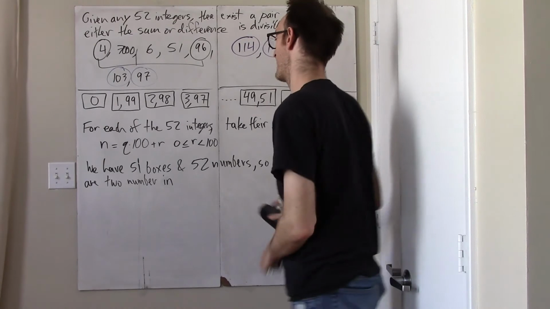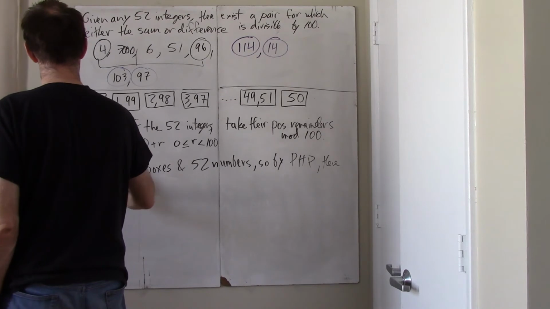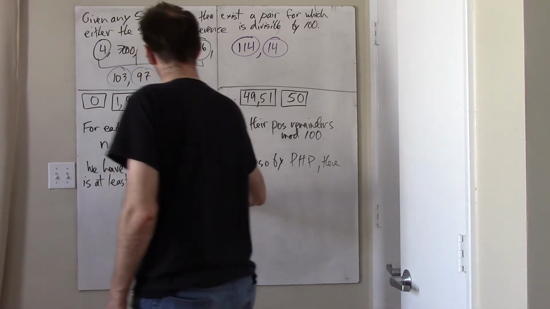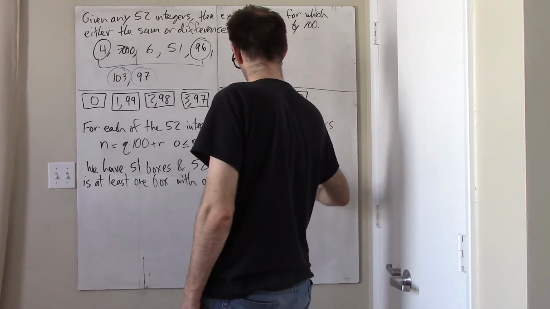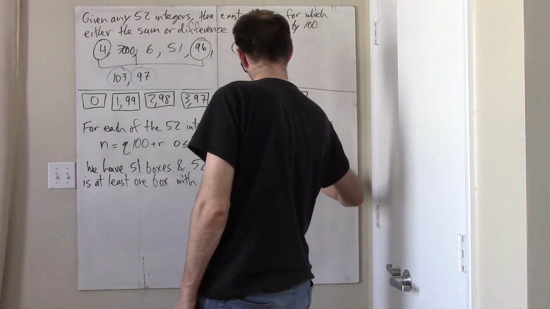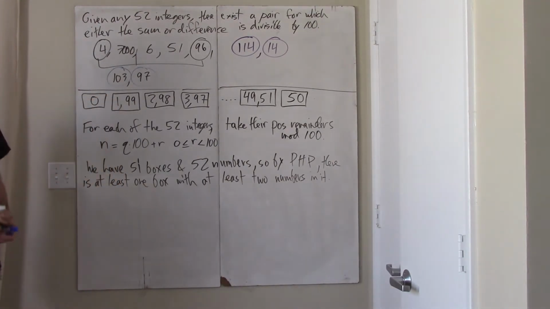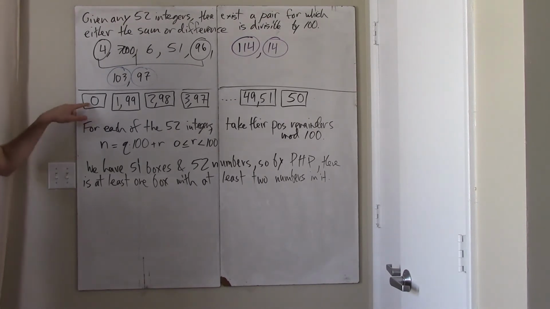Better to say, there is at least one box with at least two numbers in it. And now we go by cases. If the 0 box is the box with two numbers in it, then that means there are two numbers out of my 52 which are divisible by 100. Well, then just either add or subtract them.